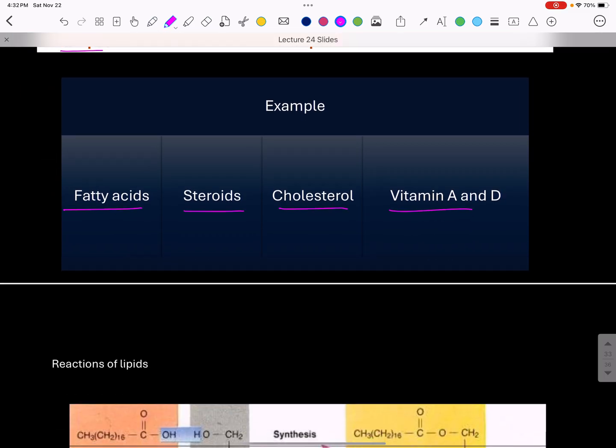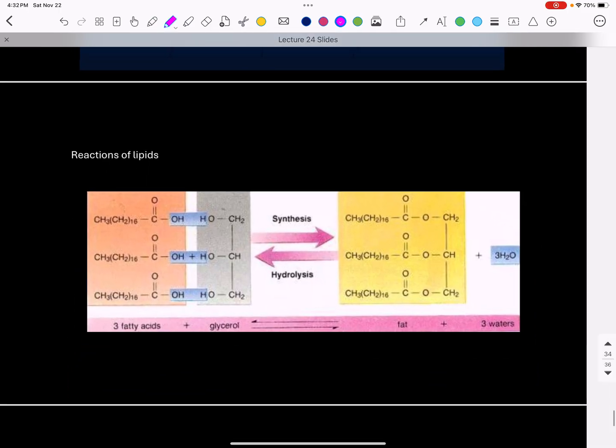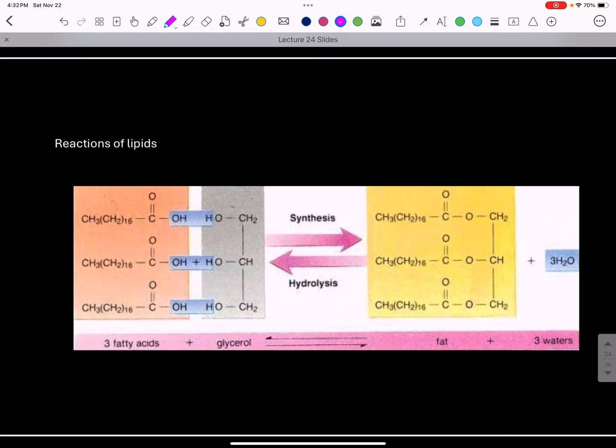Finally, I want to highlight the reactions that you need to know about the lipids. So lipids can go through two types of reactions. When you have a fatty acid condense with an alcohol like glycerol, you end up getting the triglyceride, which is an ester. And in the process, we have removed 3 molecules of water, and that is what is shown there. So this is called the synthesis or the condensation reaction.